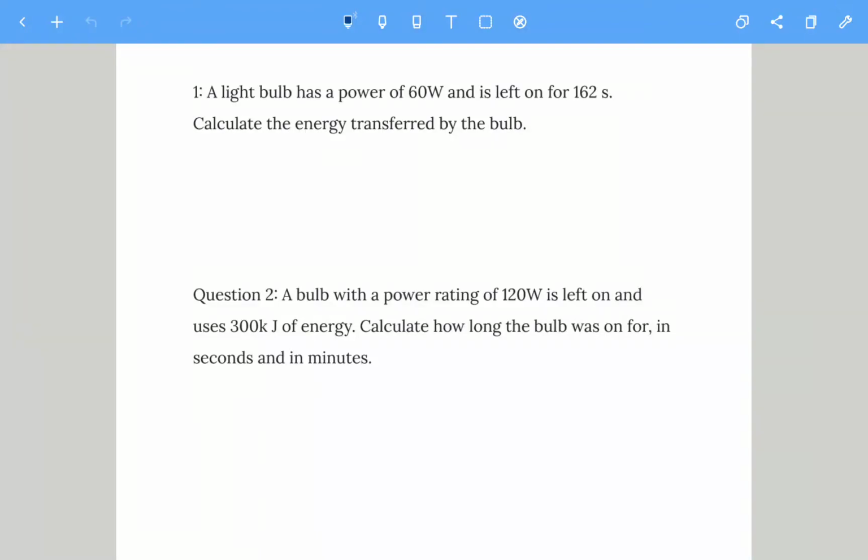This is another GCSE equation practice video, and this one is power, energy and time. So I'll just recap the equation. Energy transferred is equal to power multiplied by time. Relatively straightforward equation.